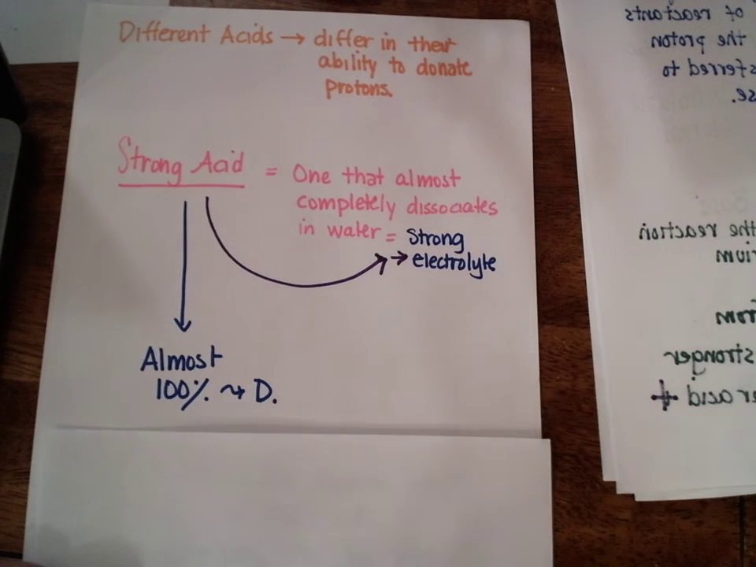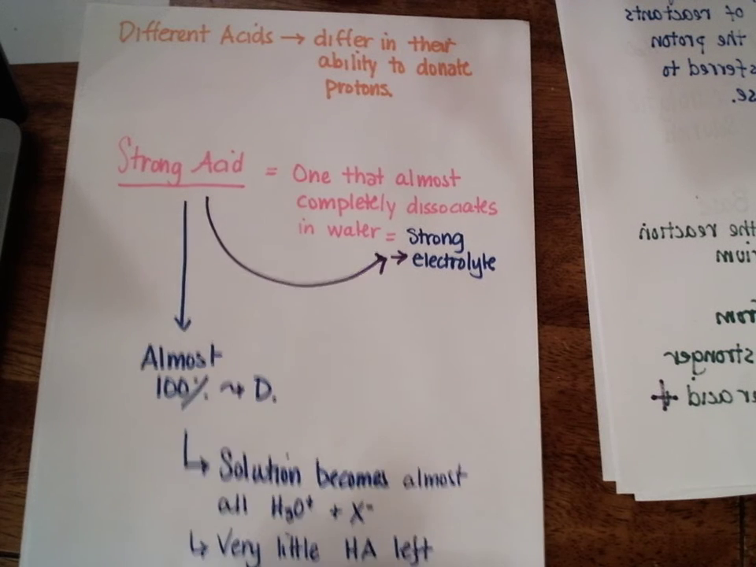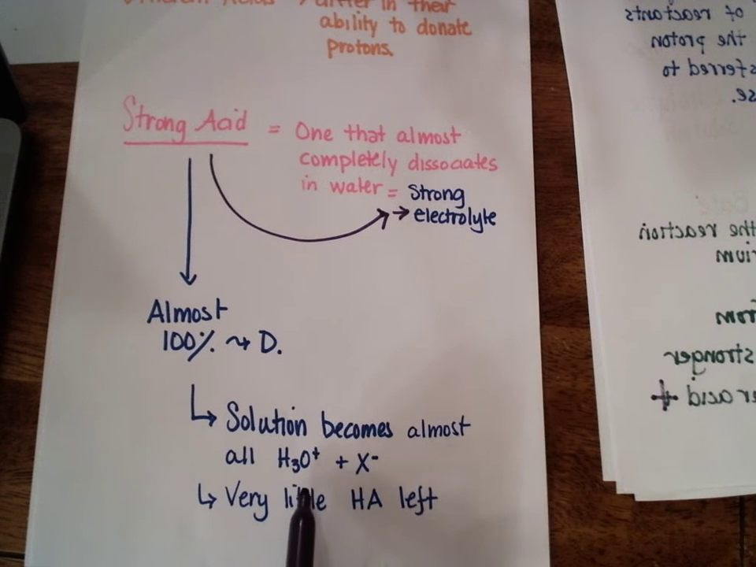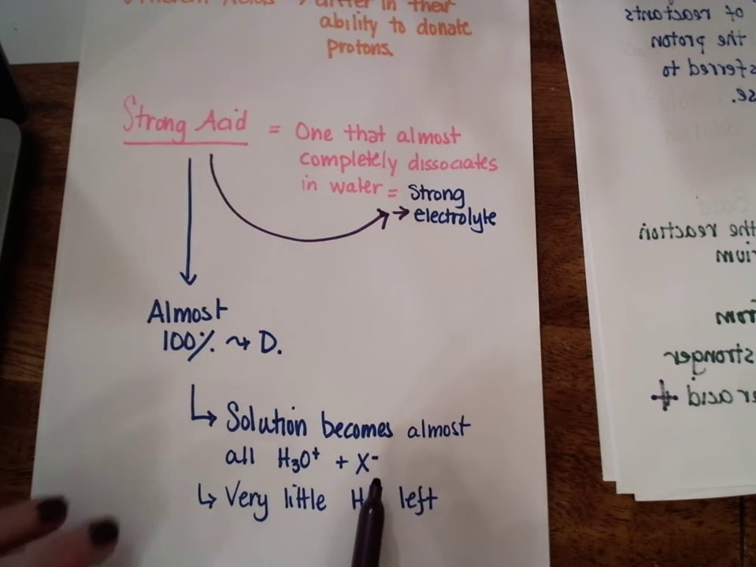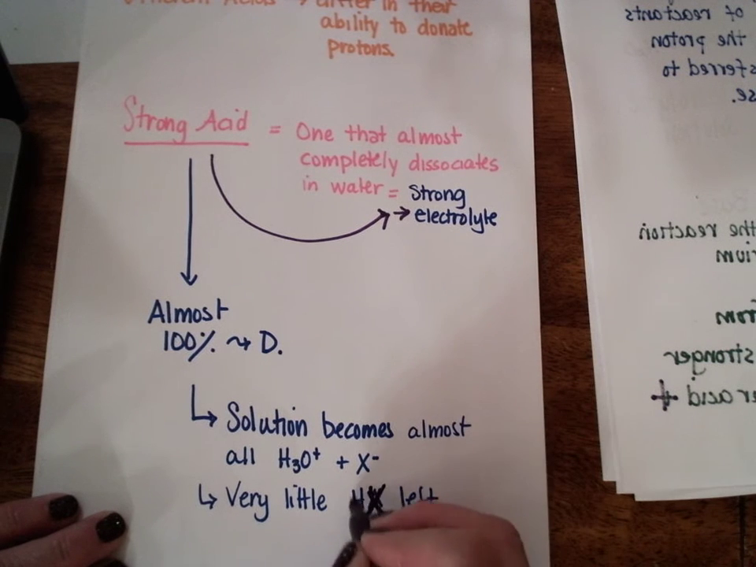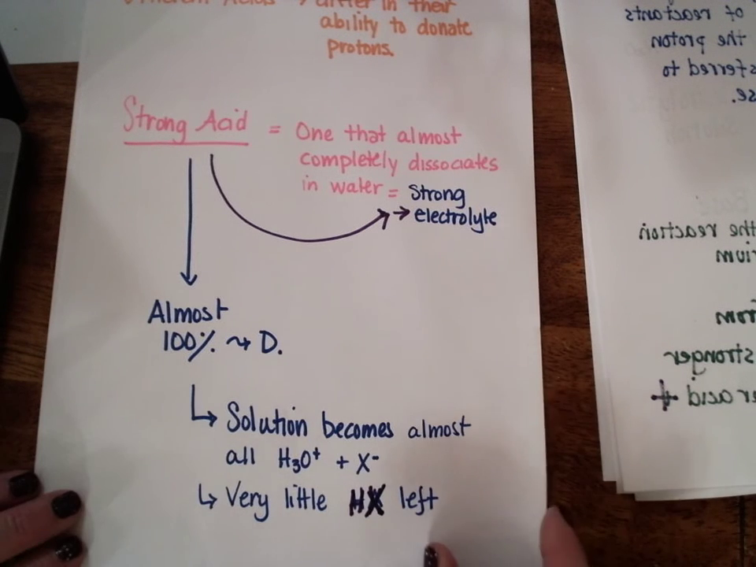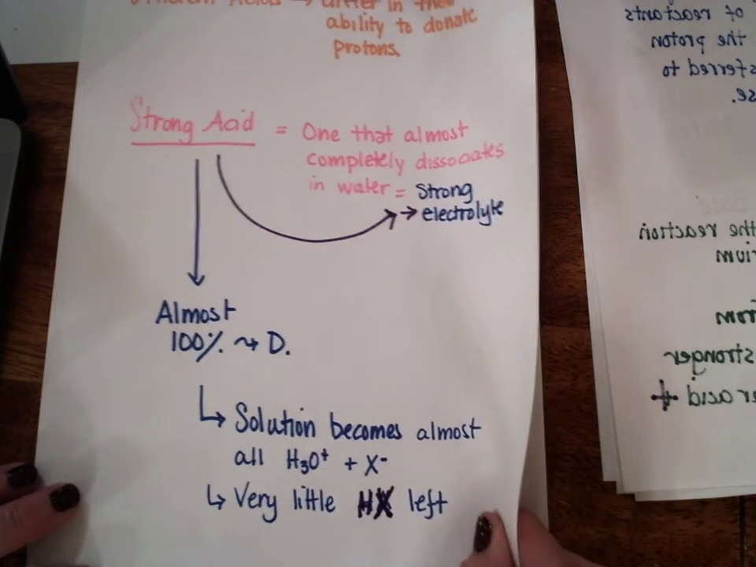Very little of the whole acid is left intact, still bonded. The solution becomes almost entirely hydronium. And in this case, we've been working with the X anion, and there would be very little of the HX left. So you're not going to see that floating around. If you were actually having a model of it, you'd just see your H3O plus and your X minus.